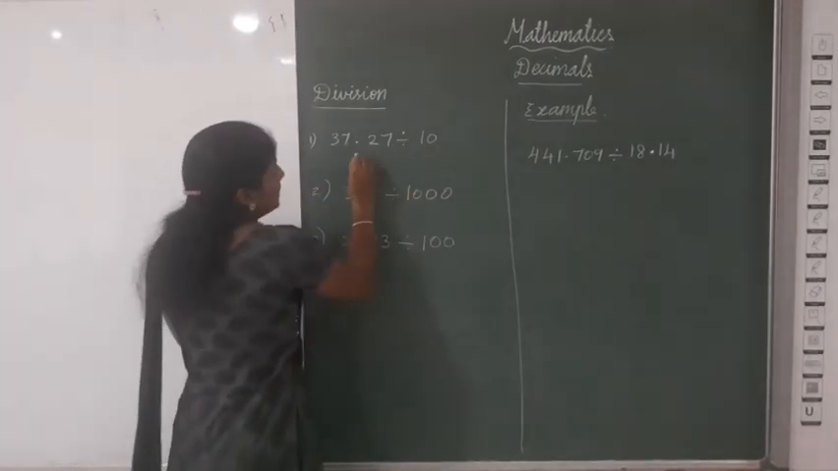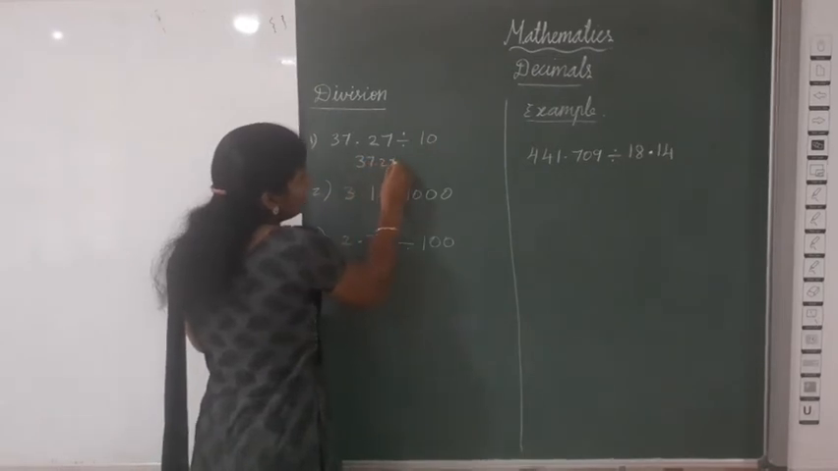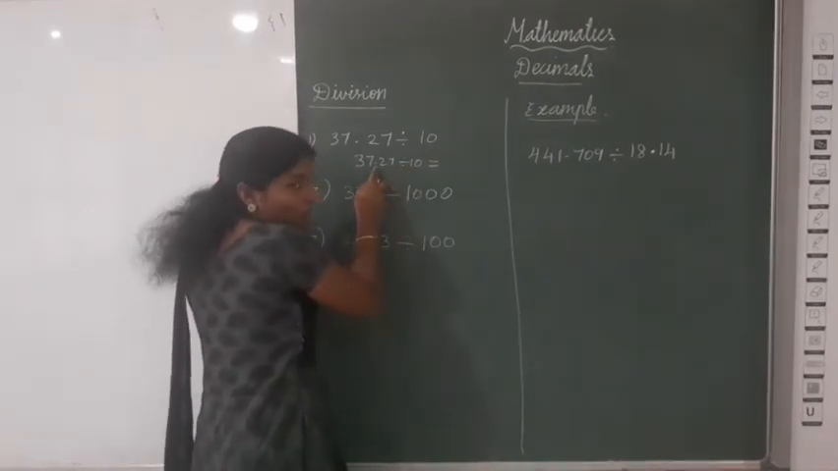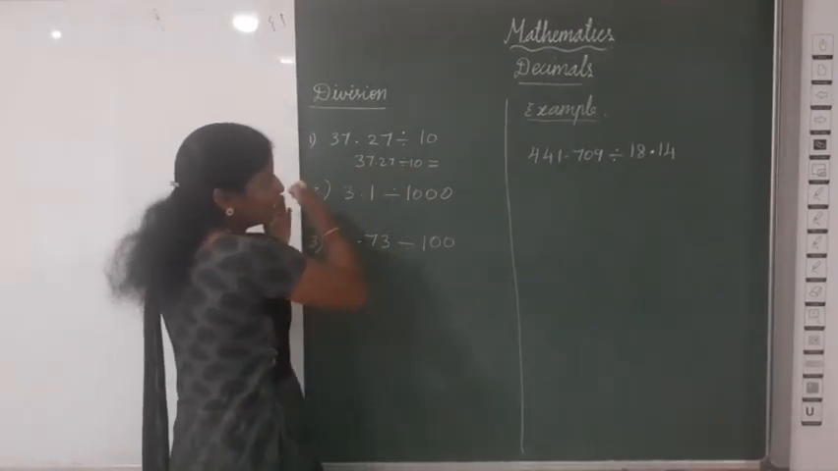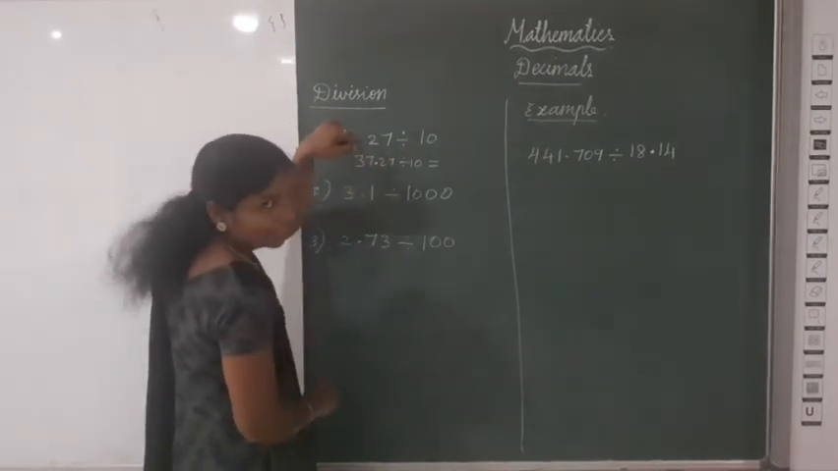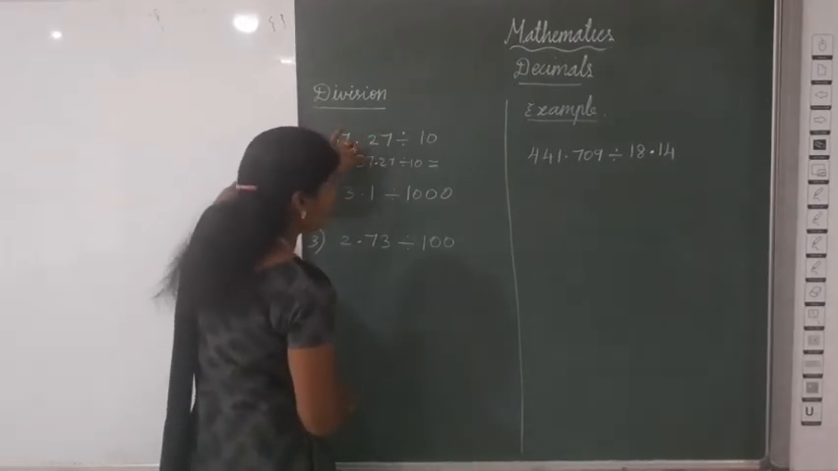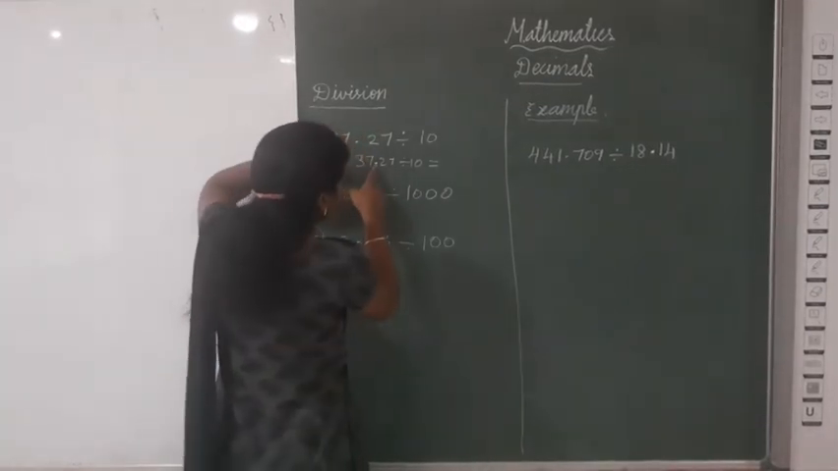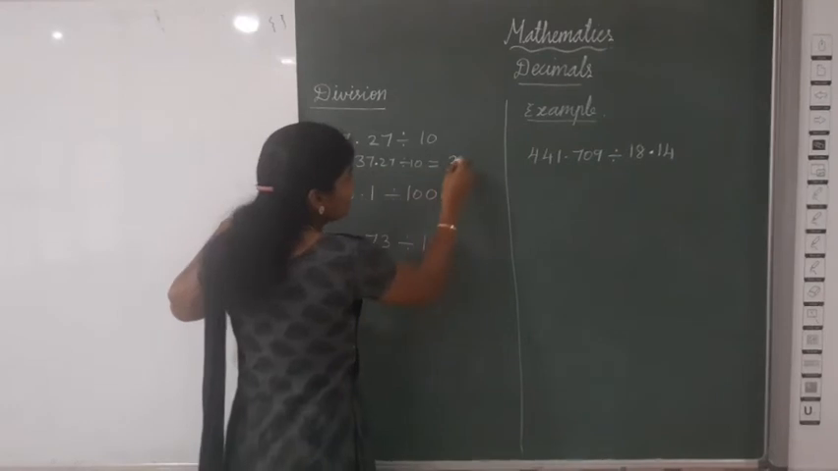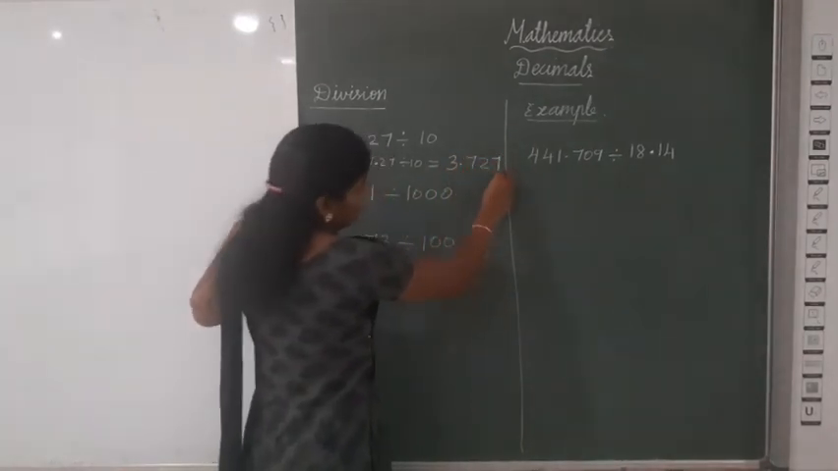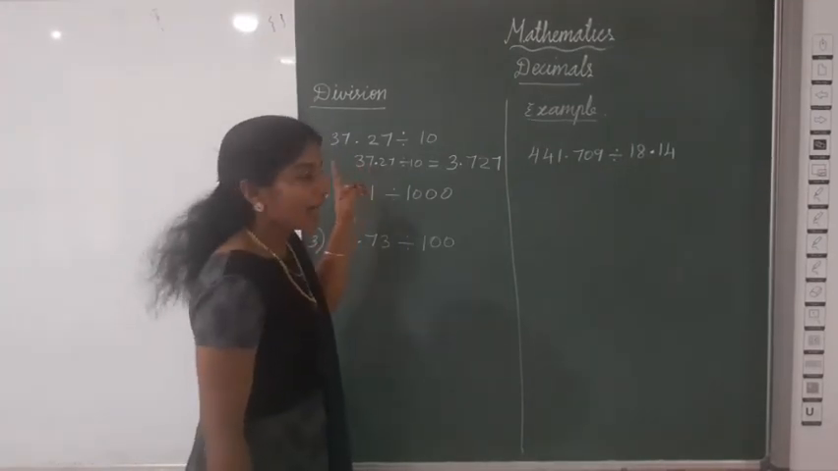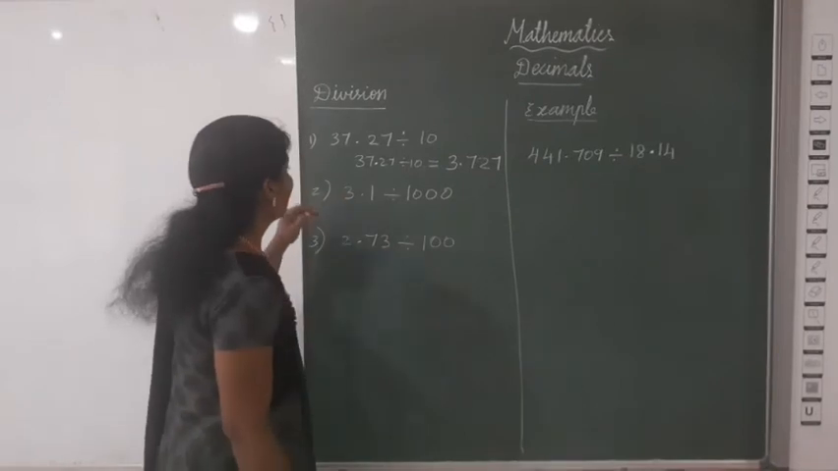So we can write 37.27 divided by 10 equals, move the decimal point one place to left. The decimal point is here; this decimal point moves to the left side, one place. So the point is here. So what's the answer? 3 point, remaining digits 7, 2, 7. Move the decimal point one place to left. Clear?